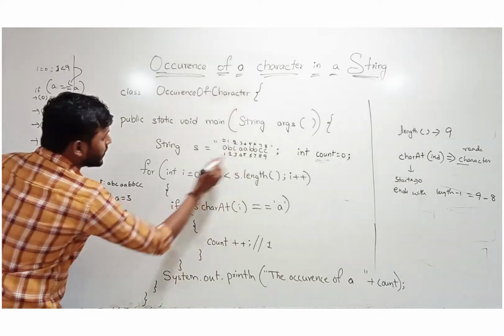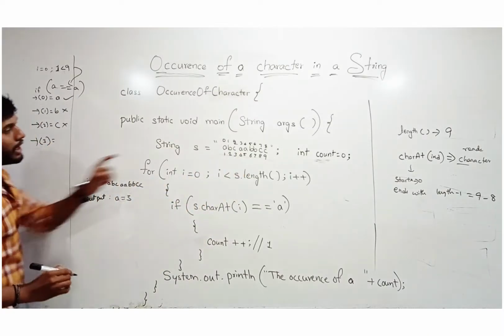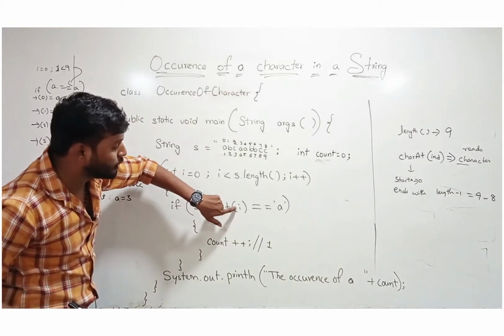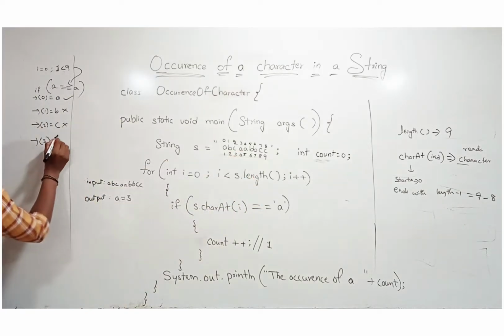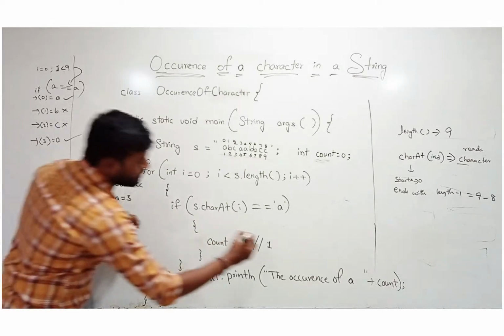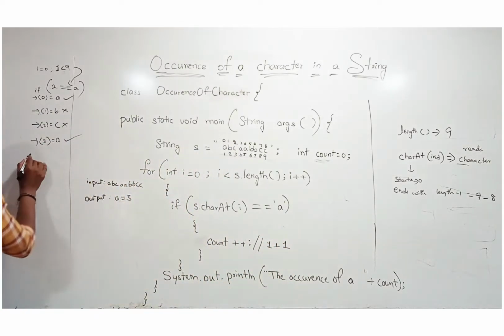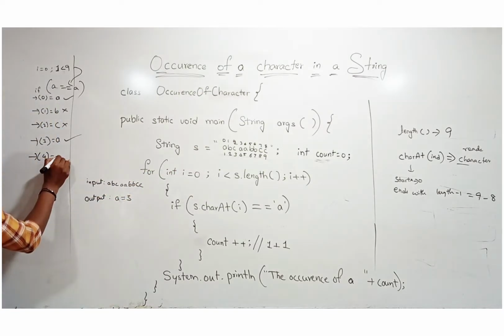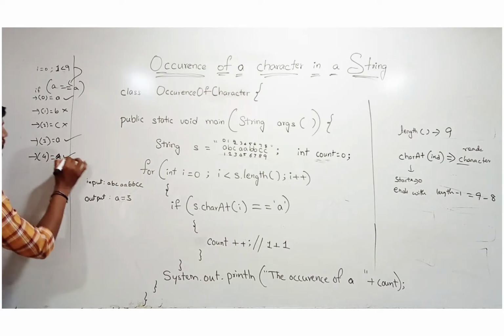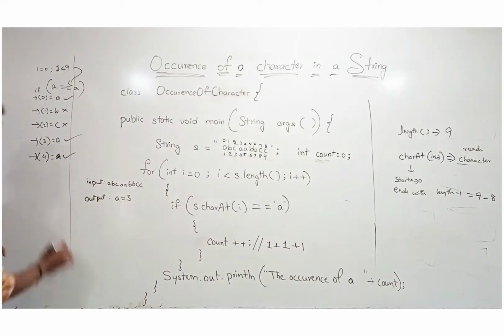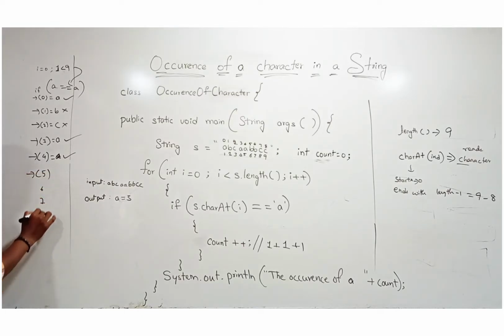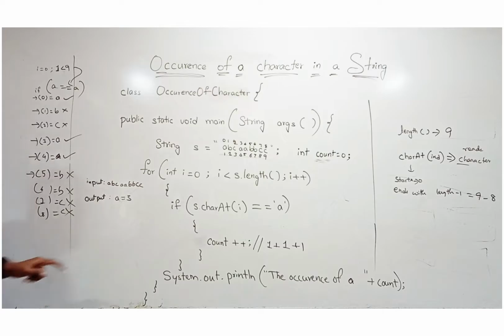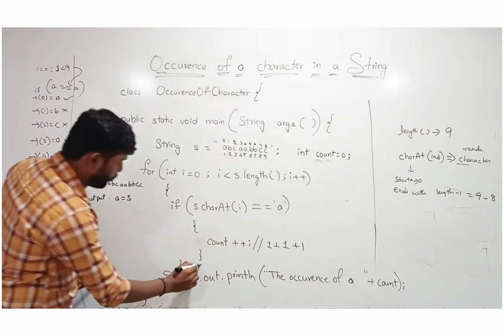Then the index value 3: the charAt index 3 equals the character A. So the condition is satisfied and the count increases. At index 4 it contains A, so the condition is satisfied and the count goes plus 1. Again for index values 5, 6, 7 and 8 we see B and C, so the condition is not satisfied.